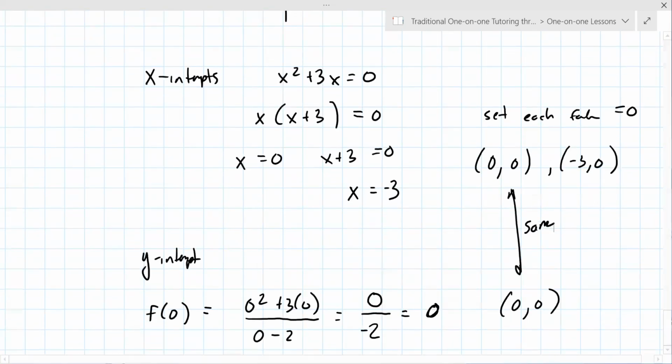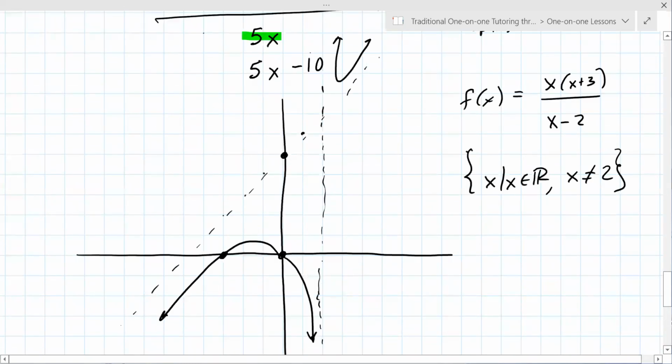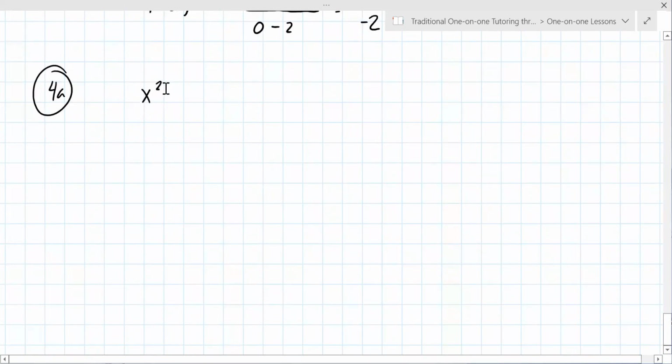Okay, so can we move to 4A? Yeah. That kind of is everything for that one. We already had the graph here. So 4A here: x squared plus 5x minus 24 over 2x plus 2. I really like that you factored this all correctly.